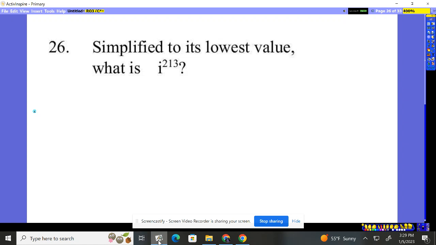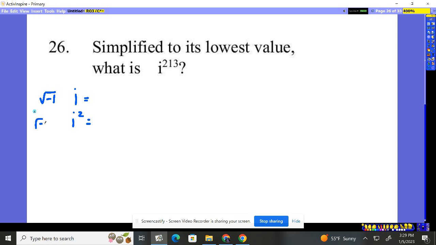Simplified to its lowest value, what is i to the 213th power? Wow. Well, we must remember we have i, which is simply the square root of -1. That's what the imaginary number is. So if we only have one left over, it's going to be an i. What is i squared worth?